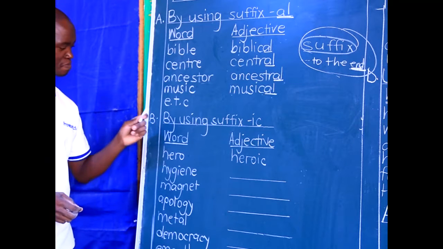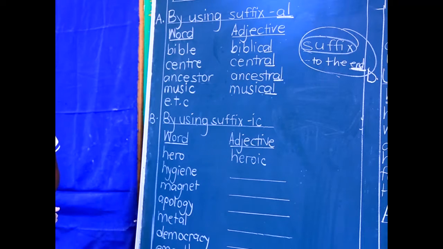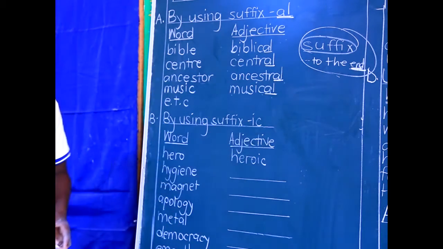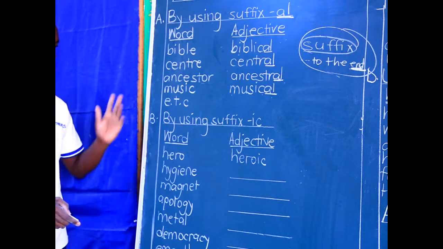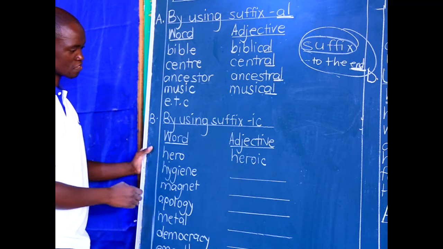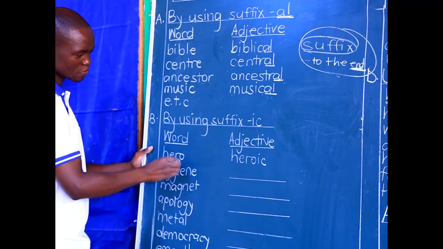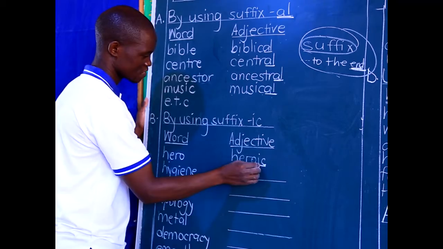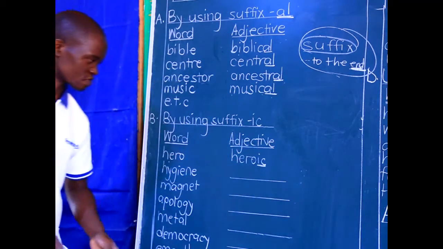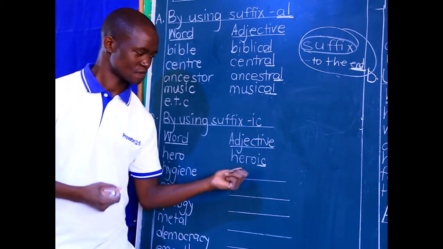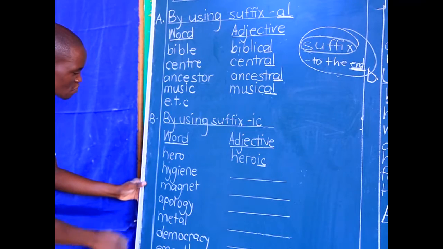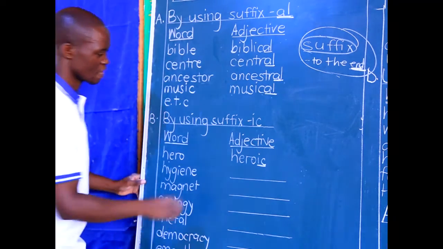B. We can form adjectives from given words by adding suffix IC. We can use suffix IC to form adjectives from different words. Let's form this together. We have hero, which changes to heroic. We have added IC as our suffix to form heroic, which is an adjective. It's such a heroic act. Heroic is our adjective there from hero. Then hygiene. Hygienic.